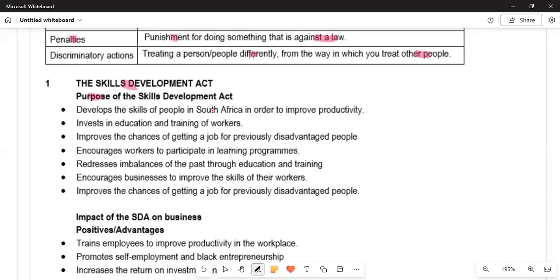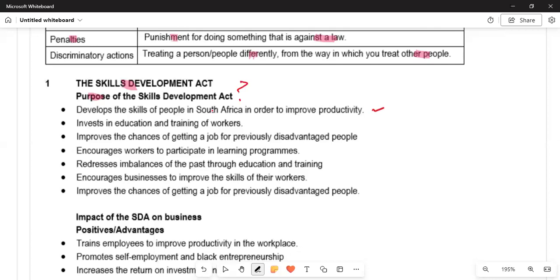That is what you are going to be asked in the examination. So what is the purpose of the Skills Development Act? You know very well that we are talking about those people who were ignored in the past, who were not able to access skills. So the purpose of the Skills Development Act is to develop the skills of people in South Africa in order to improve productivity. So our production will increase, that is when our production will rise.